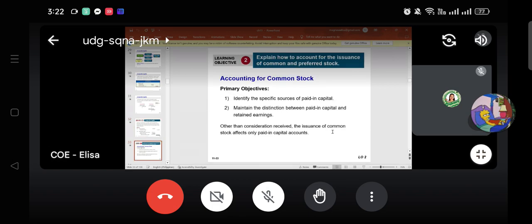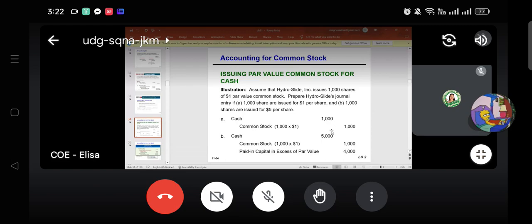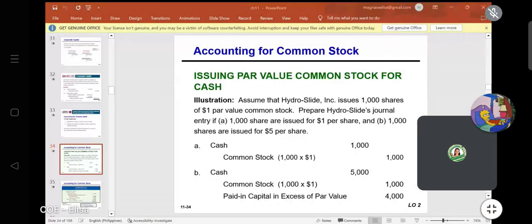Accounting for common stock. Let's work through it so we can see. For example, Hydroslide issues 1,000 shares of one-dollar par value common stock.